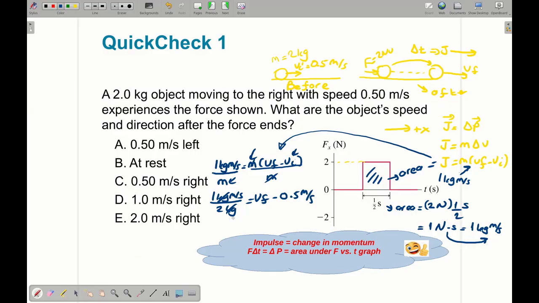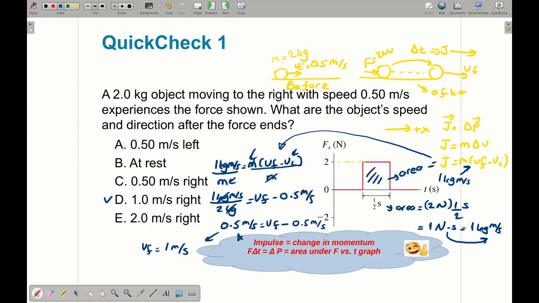So what do we have here? 1 over 2 is 0.5 meters per second equals V final minus 0.5 meters per second. And taking this guy to the other side, minus goes as plus. Bottom line is my V final will be 1 meter per second, positive, which is to the right. I already logically decided it should be to the right, and that's the answer there.